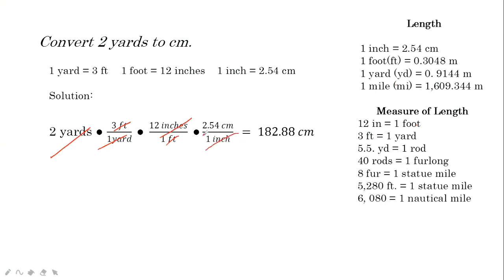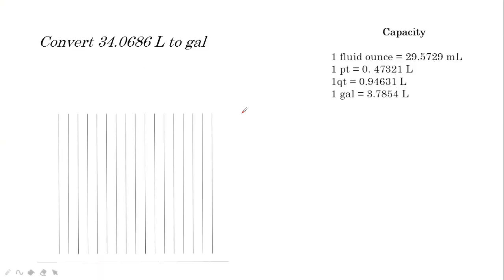Okay, since 1 lang naman yung mga denominator natin, we just have to multiply their numerator. 2 times 3 times 12 times 2.54 is 182.88 centimeters. Next, how about 34.0686 liters to gallons? Okay, ang 34.0686 liters, ilang gallon yon?